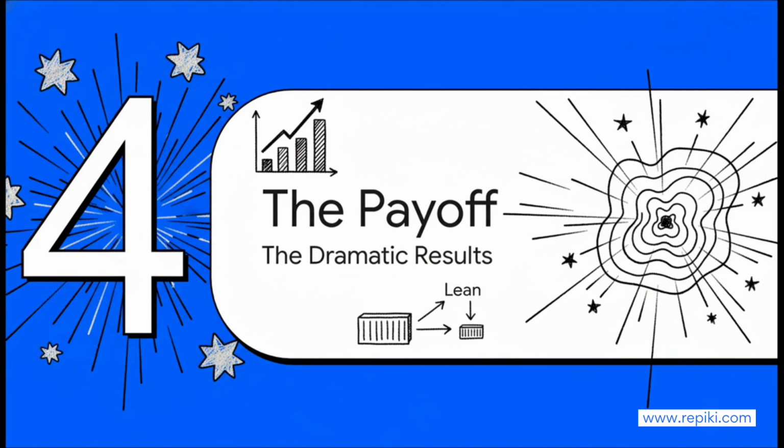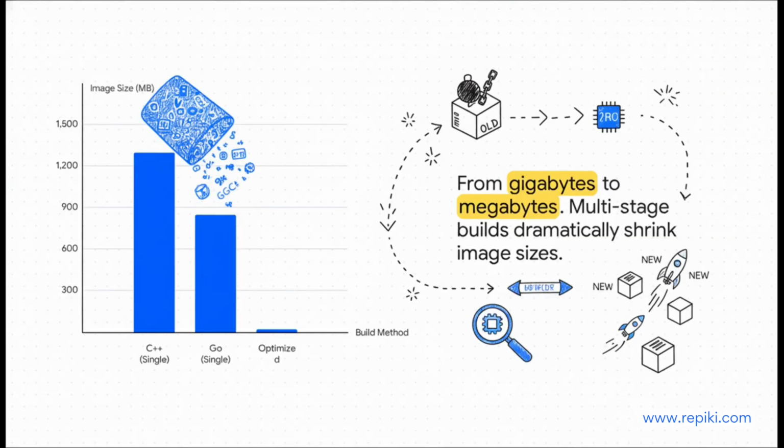Okay, now for my favorite part, the payoff. Why are we going through all this trouble? Because the results, they aren't just small improvements, they are absolutely staggering. Just look at these numbers. A C++ application built the old way could easily be a 1.3 gigabyte image because it's packed with the entire compiler toolchain. With a multi-stage build, we get that down to just 20 megabytes.